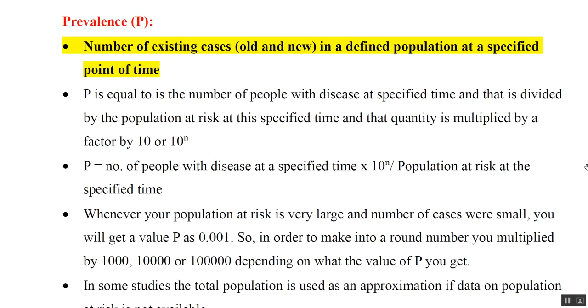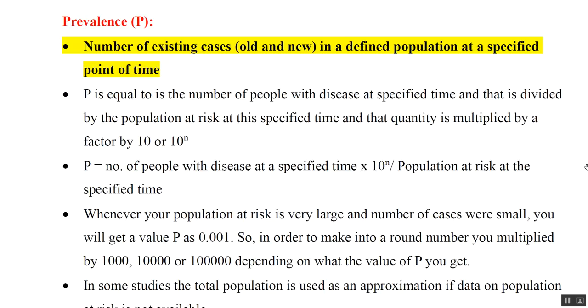So P is equal to the number of people with disease at a specified time, divided by the population at risk. Now we know what the population at risk is, that is the susceptible population in that particular time period, and it has to be multiplied by a factor of 10. So prevalence is equal to the number of people with disease, old plus new, at that specific time, times 10 factor, divided by population at risk, right?